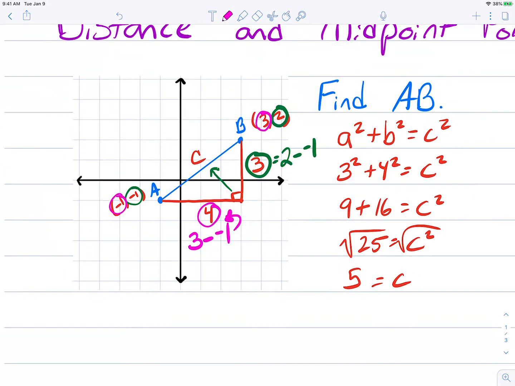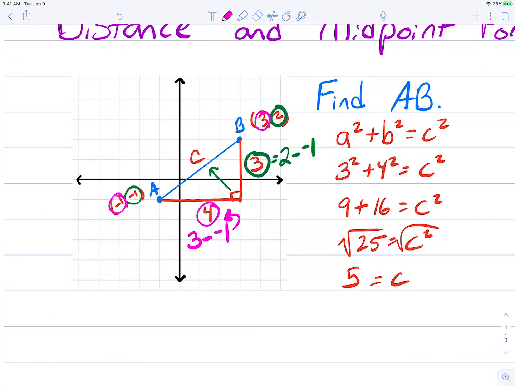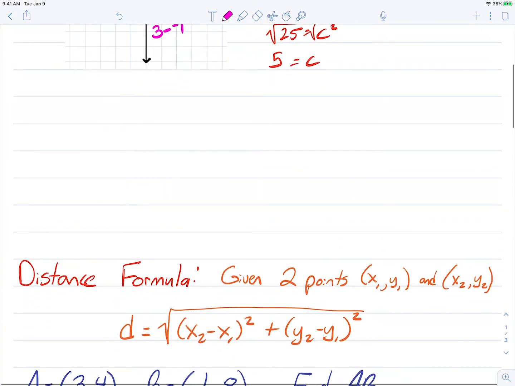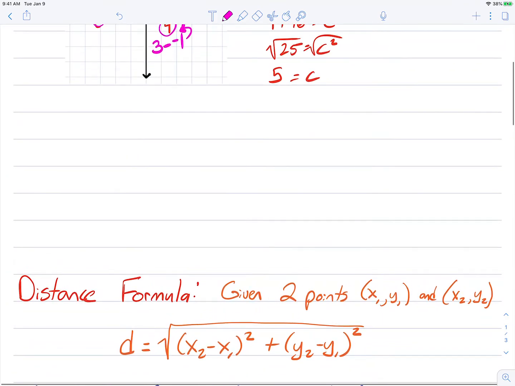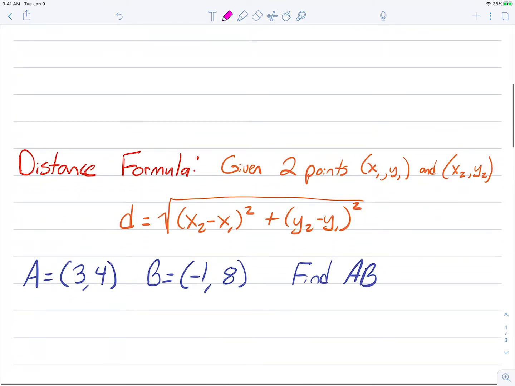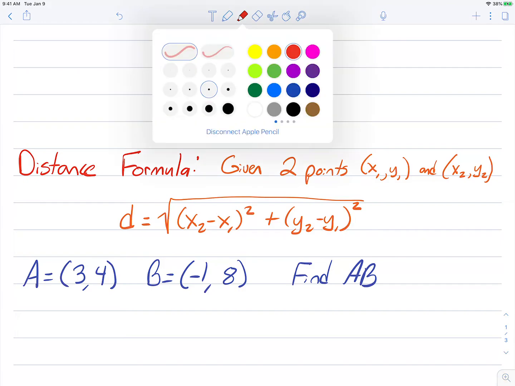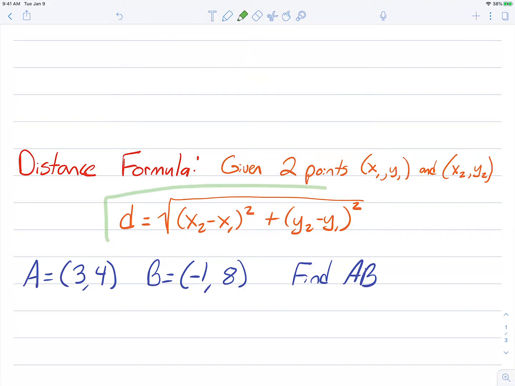So really what we're doing to find the 2 legs of a triangle is subtracting the x coordinates and subtracting the y coordinates, because we're trying to figure out how far away they are. And to find how far away something is, that is a difference problem. That is where this formula comes from. So this is the distance formula for finding the distance between 2 points.